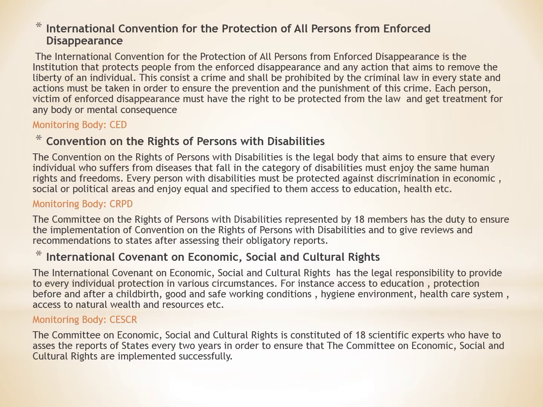International Covenant on Economic, Social and Cultural Rights. The International Covenant on Economic, Social and Cultural Rights has the legal responsibility to provide every individual protection in various circumstances. For instance, access to education, protection before and after childbirth, good and safe working conditions, a hygienic environment, a healthcare system, and access to natural wealth and resources. The Committee on Economic, Social and Cultural Rights is the monitoring body.